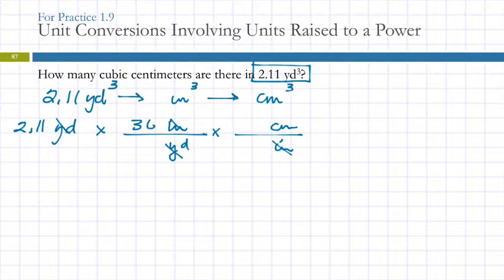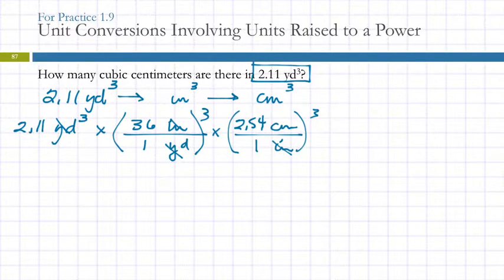There's 36 inches in 1 yard. There's 2.54 centimeters in 1 inch. And now I need to bring the cube back. So this whole thing is cubed. Everything in it: the number on the top, the unit on the top, the number on the bottom, the unit on the bottom. Some of you may be able to just do it that way and get the correct answer. Some of you might need to write it out so it's a little clearer what you're doing.